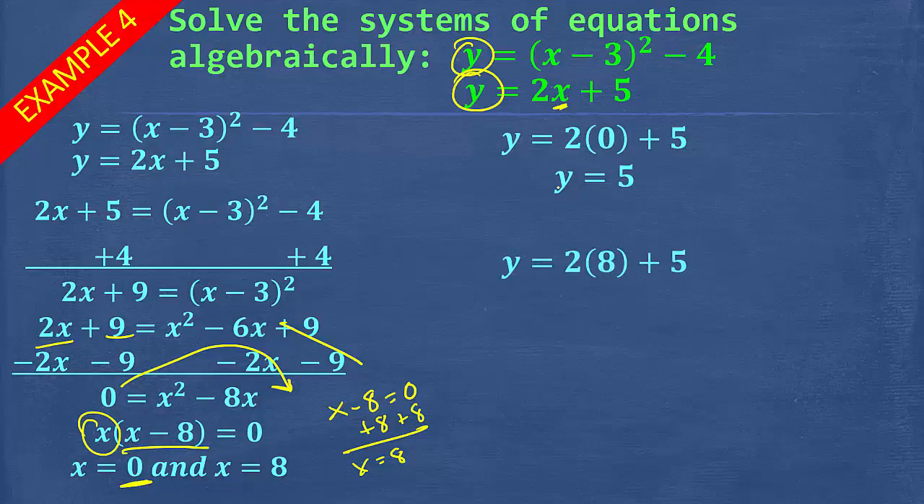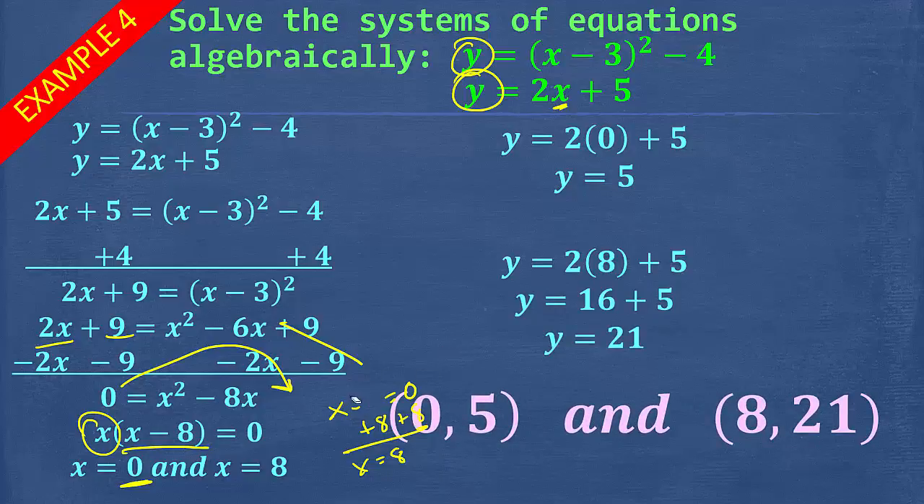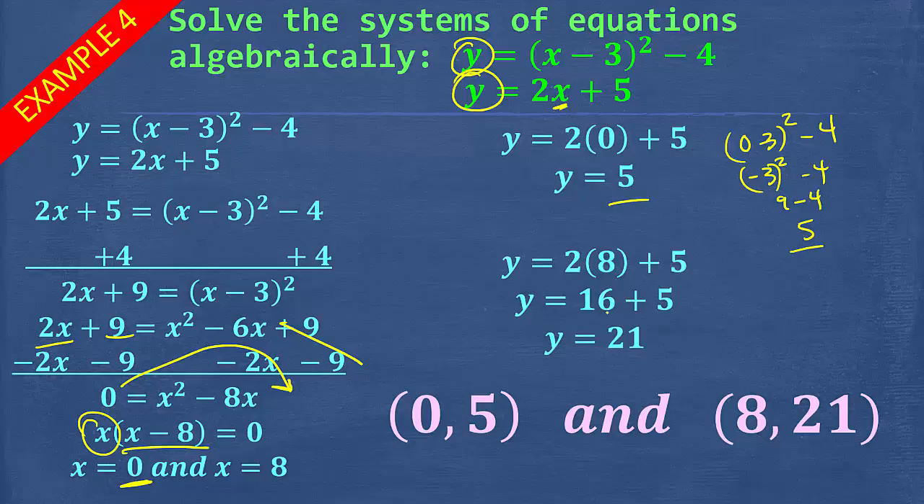Then we're going to do the same thing with 8. 2 times 8 is 16. 16 plus 5 is 21. So our solutions are (0, 5) and (8, 21). So remember, again, x's go first. If you want to double check the other equation, like I said, 0 minus 3 squared minus 4. So if we plugged in the 0, that would give us negative 3 squared minus 4, which is 9 minus 4, which still gives us a 5. So that works. And then if we did that again down here, it would be the same thing. All right?